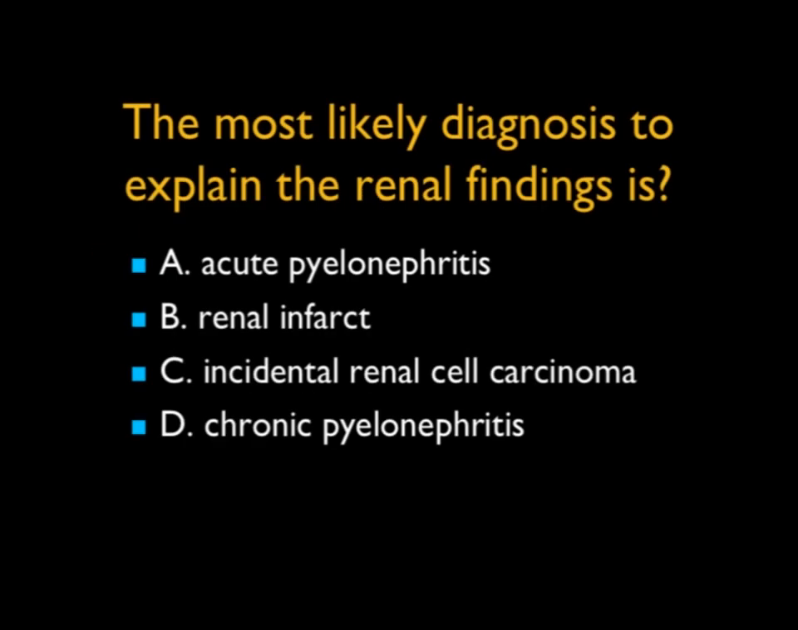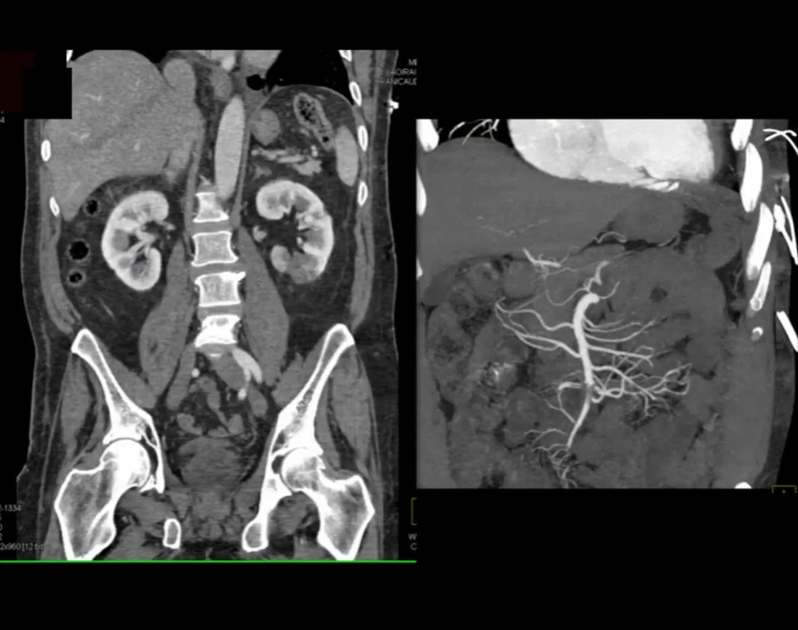In this case, I asked for the most likely diagnosis. When you look at the images, you see a low-density zone in the left kidney, and maybe a subtle low-density zone in the junction of the upper and mid-third of the left kidney. You could think about pyelonephritis, you could think about infarct. This doesn't look like carcinoma, obviously, and you can think about chronic pyelonephritis. But then I show you a second image, and you say, wait a second, you're not even showing me the renal arteries. That's exactly correct.